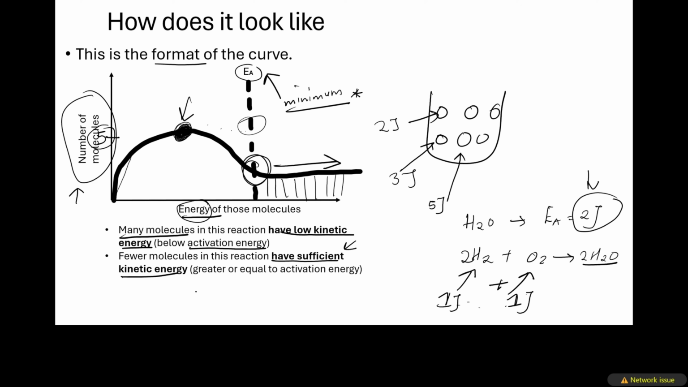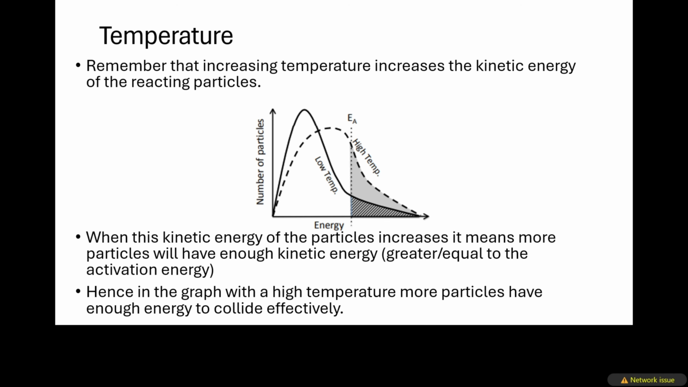It is just telling you how the energy of those reacting particles is distributed. So let us look at the curve for temperature. Remember that when you are increasing the temperature, you are making the chemical reaction hotter, sort of like you're adding heat. So that's increasing the temperature.